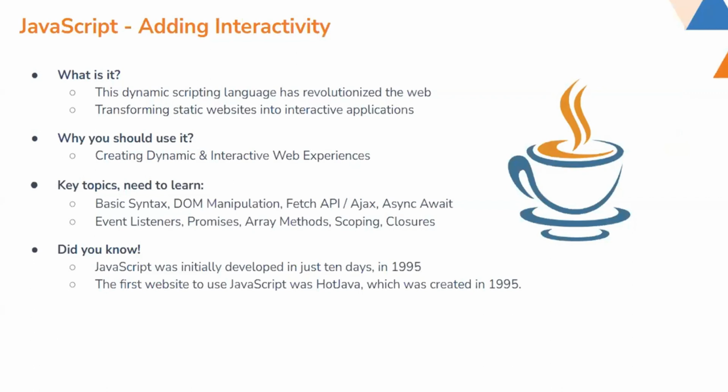Another example could be, think of JavaScript as the director of a movie. It helps you set the scenes, move the actors around, and create an experience that grabs your attention. One fact about JavaScript is that creating a whole new language in just 10 days, that's what Brendan Eich did in 1995 when he made JavaScript. He wanted to make websites more fun and interesting. And the first website to use JavaScript was HotJava, which was created in 1995.